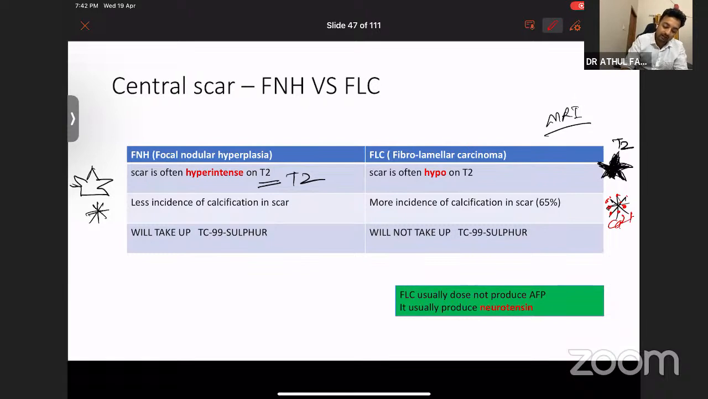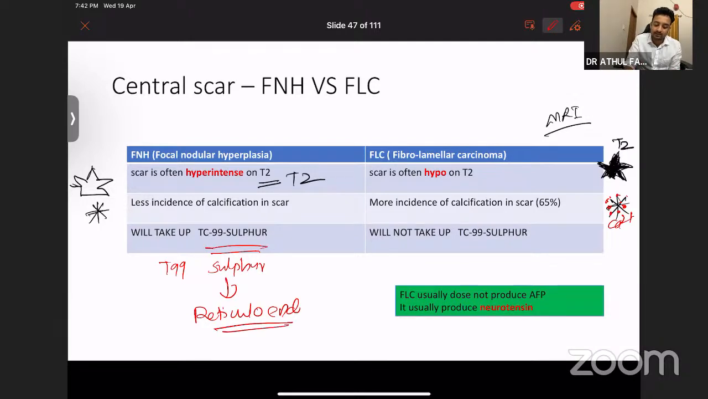And another important thing is you can do technetium-99 sulfur colloid. Sulfur colloid will be taken up by the reticuloendothelial cells. You should know the reason. Then only you can get it correct. Okay, you can't keep on by-hearting things. Okay, I told you this focal nodular hyperplasia is simply a hamartoma. It is made up of reticuloendothelial cells. Since there are reticuloendothelial cells, they will take up the sulfur colloid. So it will show uptake of sulfur colloid.